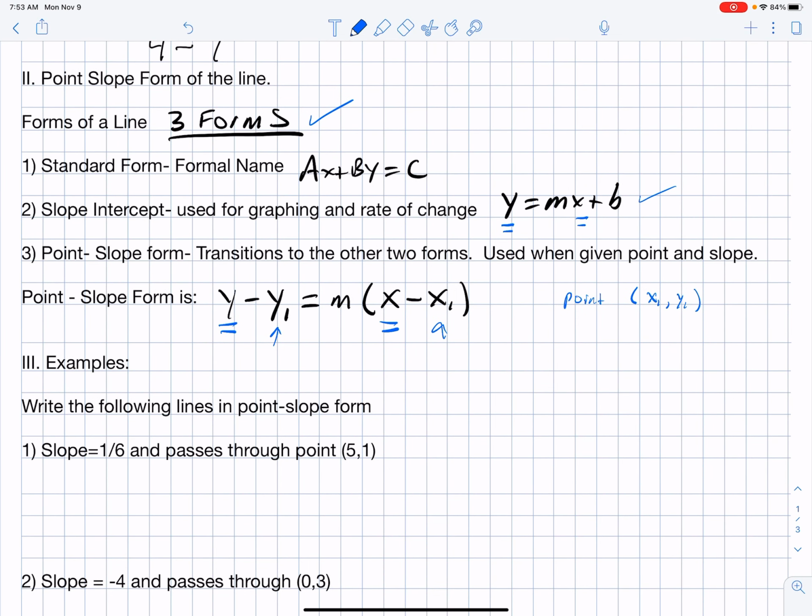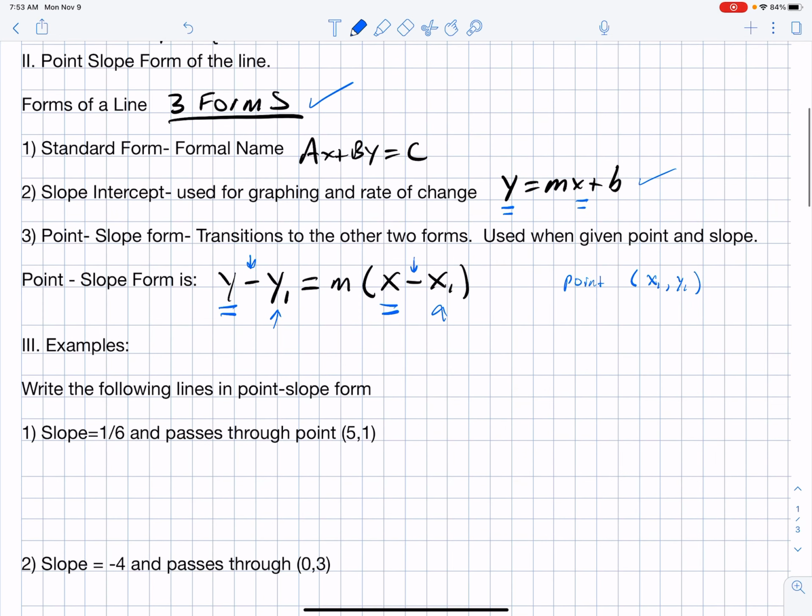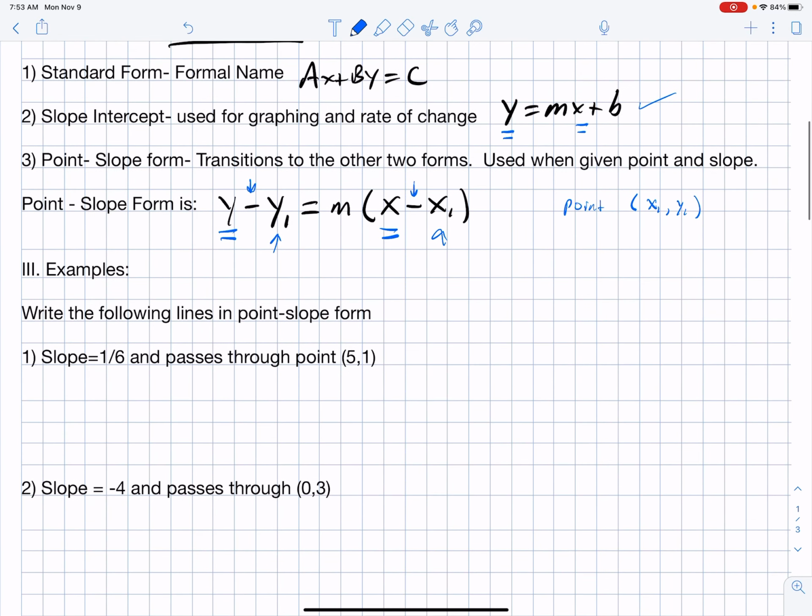Notice that on our formula, we have some negatives. So that means that when we put the point in, it'll actually go in opposite. And when we pull it out, it will go out opposite. That's the hard part of this form. So pay attention to that.